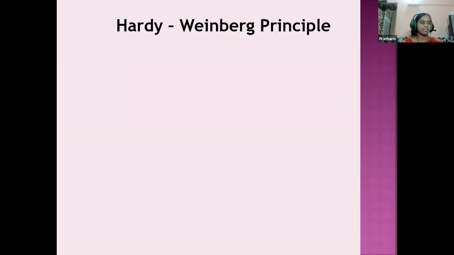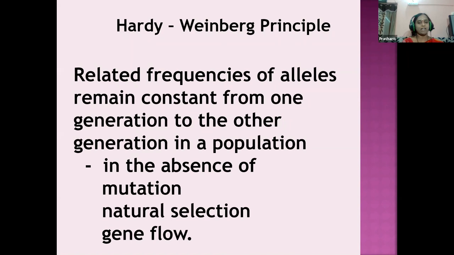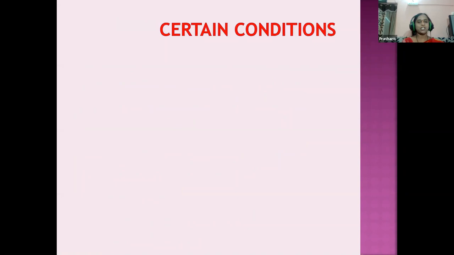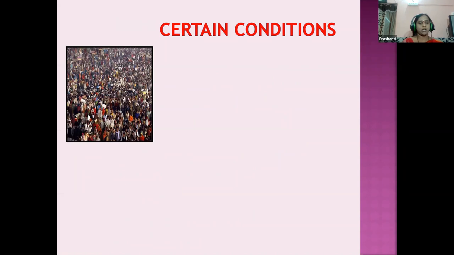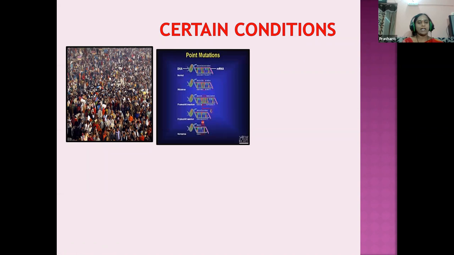We shall see. The Hardy-Weinberg principle speaks about the frequencies of alleles, that they remain constant from one generation to the other in a population in the absence of mutation, natural selection, gene flow. But he said certain conditions apply. What are those? The population should always be large. Will the population always be large, children? No. Sometimes we find populations which are small. Next, they should not undergo any mutations, but mutations will take place sometimes.